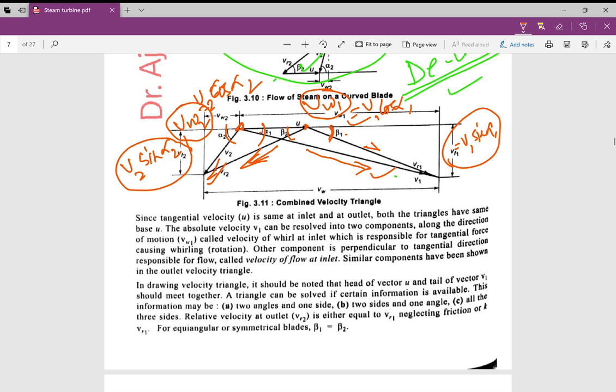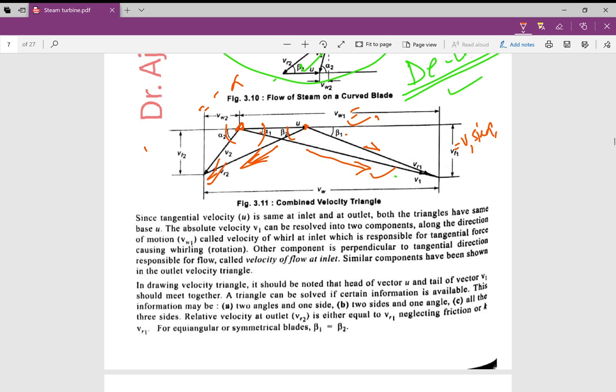So the combined velocity triangle, you must remember how to draw so easily. Once it is drawn correctly, you can easily solve any numerical or you can solve the proof also for blade efficiency.